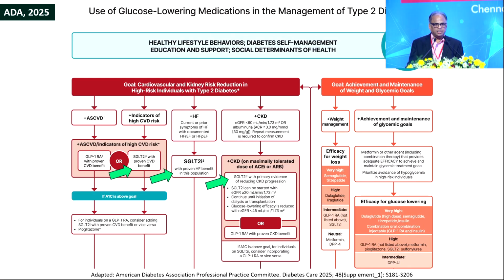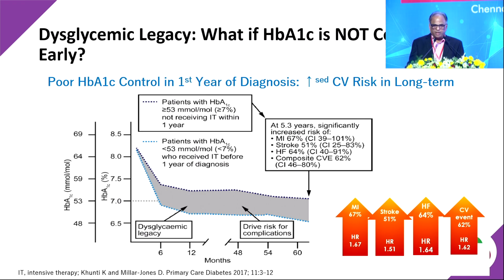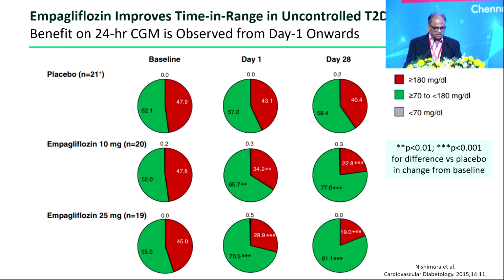When should we use it? As soon as possible, or the first time when the patient comes, if they're not on SGLT inhibitors, you use it, even from the beginning. Why? Because they are very, very effective drugs. Don't delay the diabetes control, because even 1 year of uncontrolled diabetes can cause an increase in MI, stroke, heart failure, and CV death. And look at this. It's a very important thing actually.